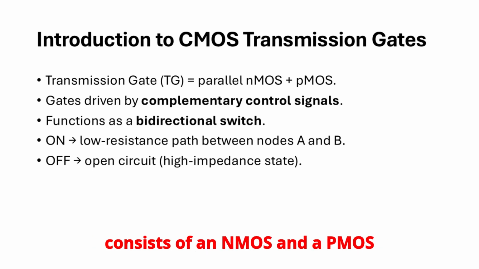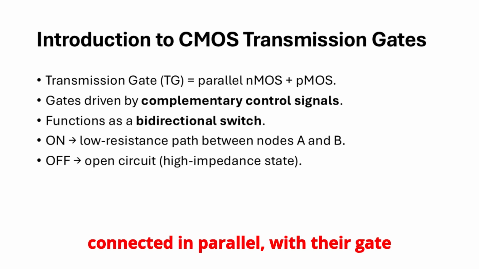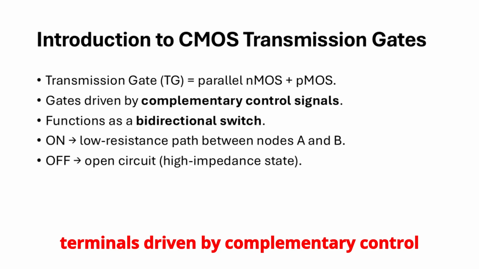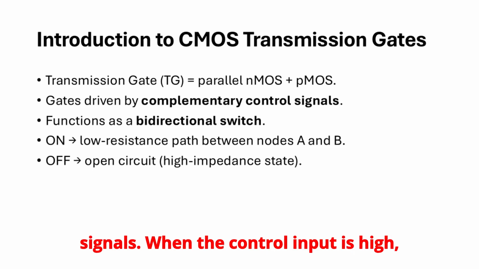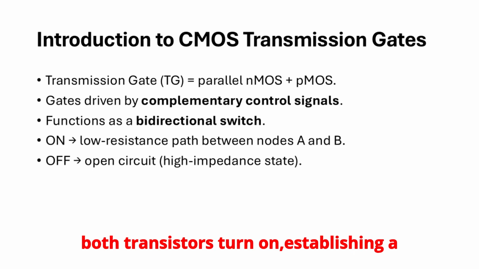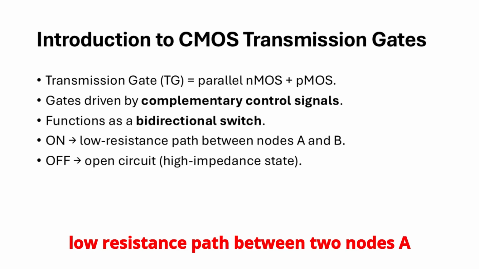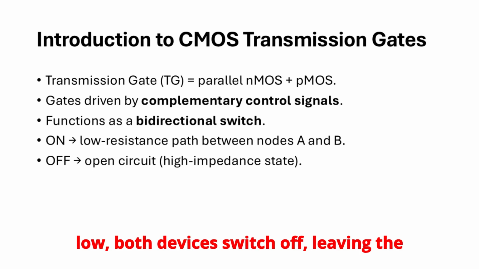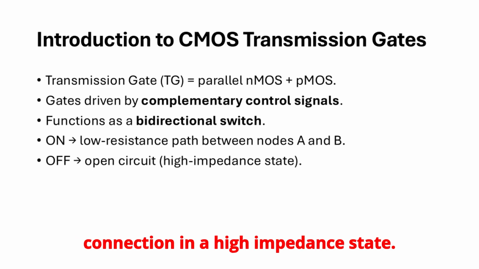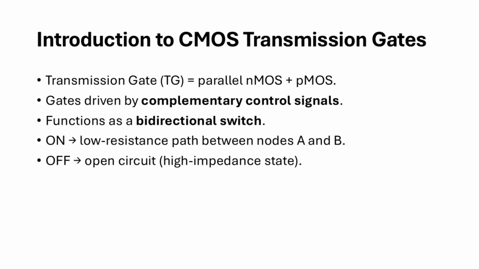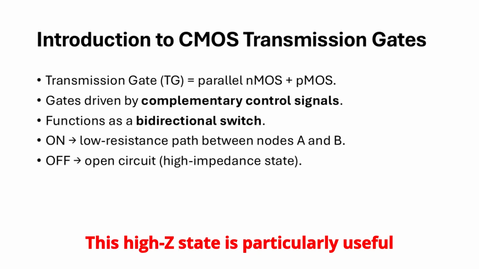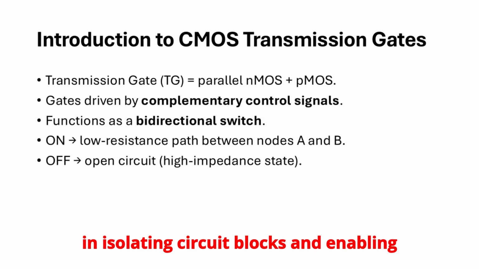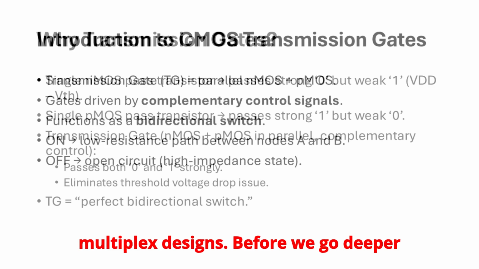Structurally, it consists of an NMOS and a PMOS connected in parallel, with their gate terminals driven by complementary control signals. When the control input is high, both transistors turn on, establishing a low-resistance path between two nodes, A and B. Conversely, when the control is low, both devices switch off, leaving the connection in a high-impedance state. This high-Z state is particularly useful in isolating circuit blocks and enabling multiplexer designs.